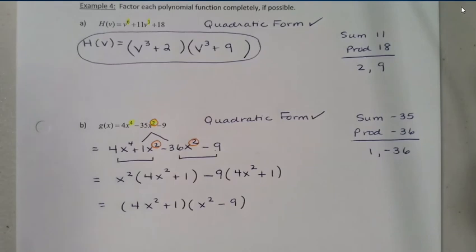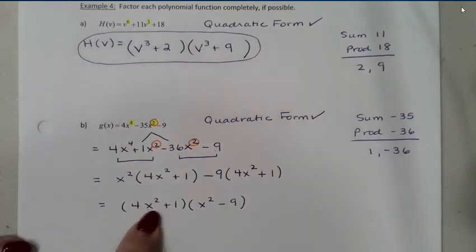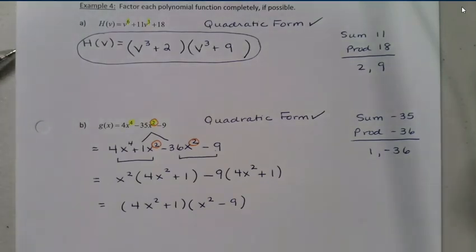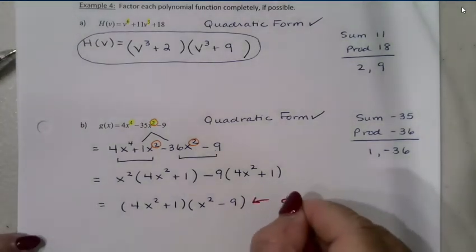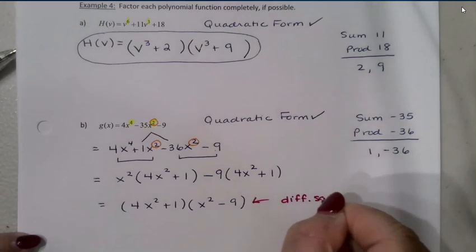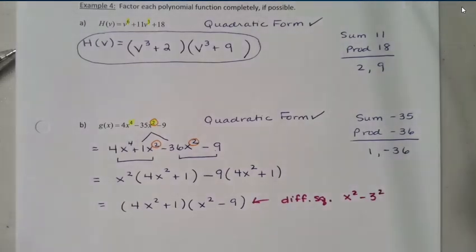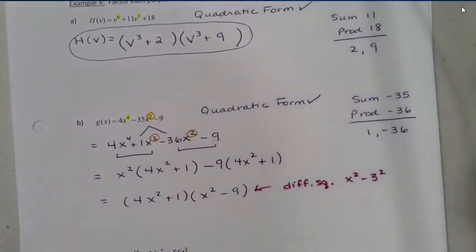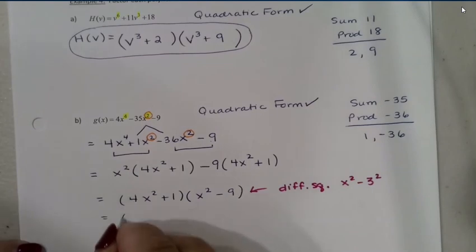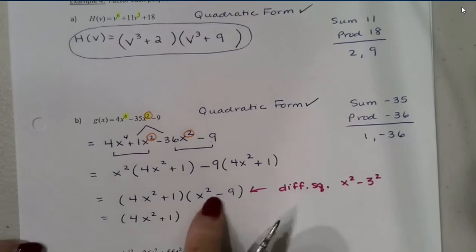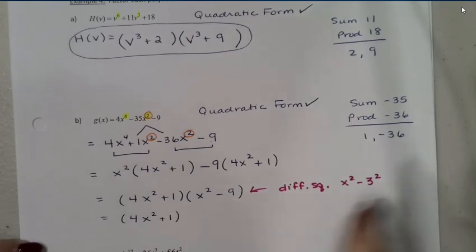All right, this time I don't think I'm done. This is a sum of squares, so I am done here. But notice the difference of squares that's happening there. I can think of that as x squared minus 3 squared. So I'm going to leave the 4x squared plus 1 the way it is. But I'm going to factor this as x plus 3 times x minus 3.